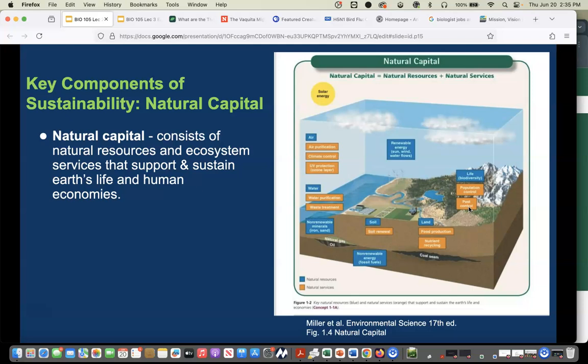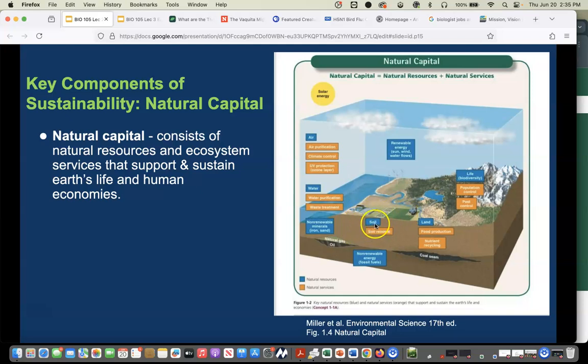Again, the more life that we have, the better we can control populations of organisms like pests, because we have potential predators for those pests. So again, this is the resource, and then these are those ecosystem services that they provide.